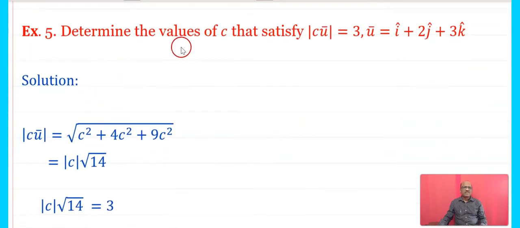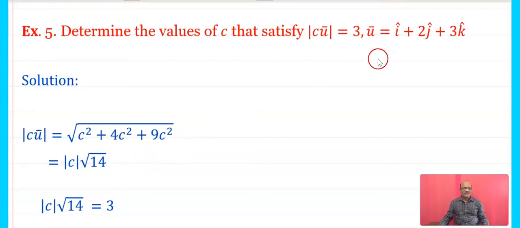Next, determine the value of c that satisfies the mod of c u bar is equal to 3, where u bar is equal to i cap plus 2j cap plus 3k cap. Mod of c u bar is equal to the square root of c square plus 4c square plus 9c square.